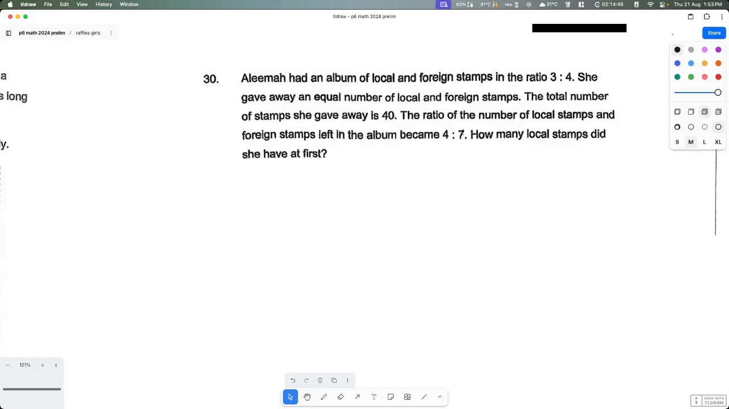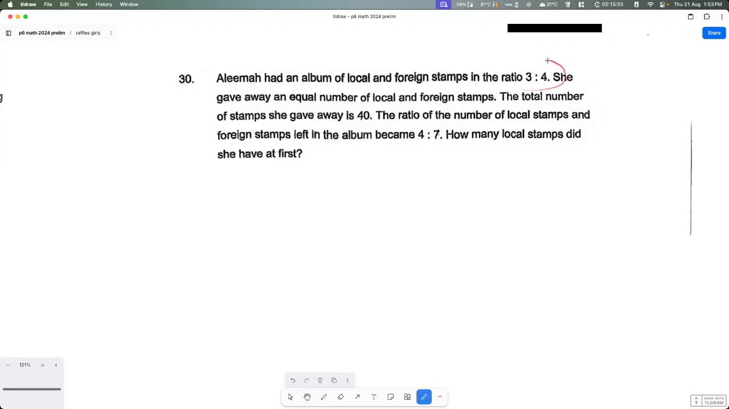Alima had an album of local and foreign stamps in the ratio of 3 to 4. She gave away an equal number of local and foreign stamps. The total number of stamps she gave away is 40. The ratio of the number of local stamps and foreign stamps left in the album became 4 is to 7. How many local stamps did she have at first?